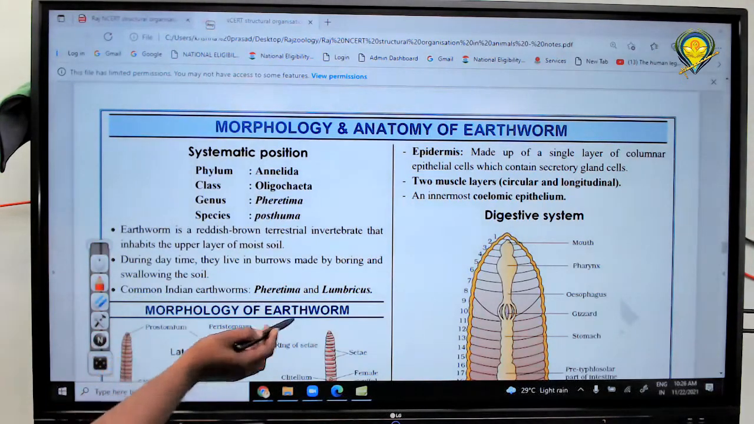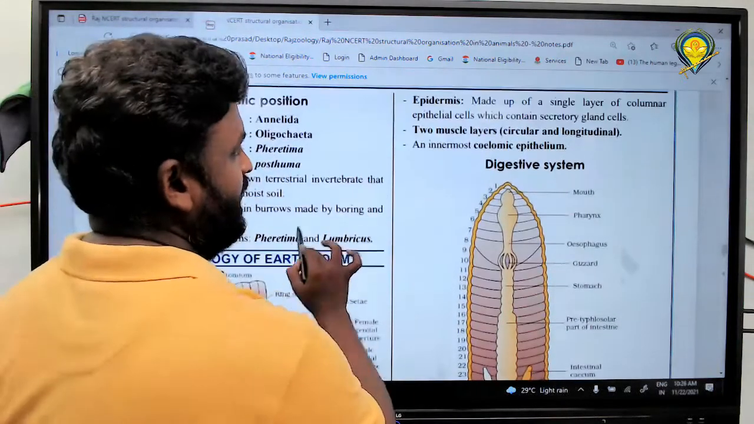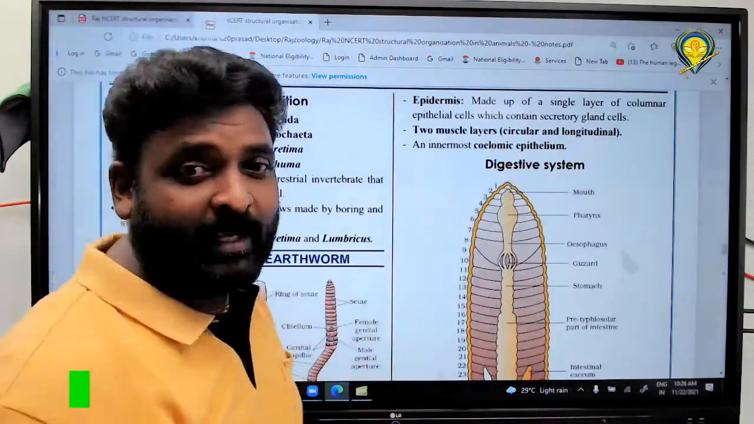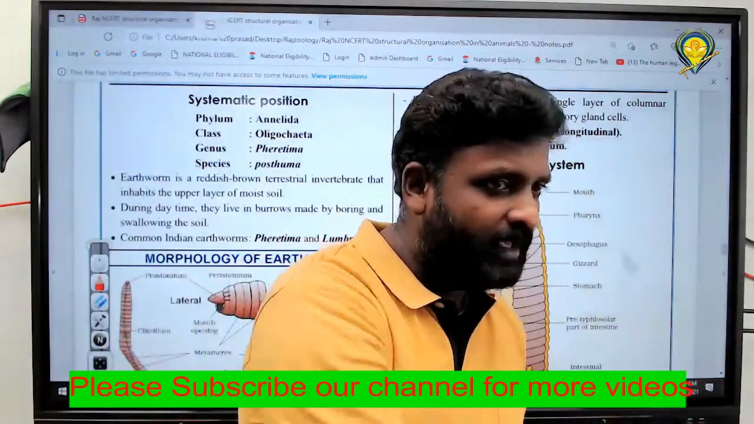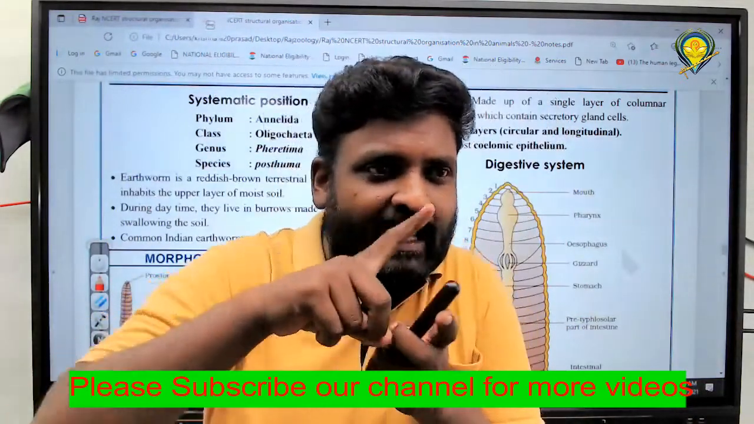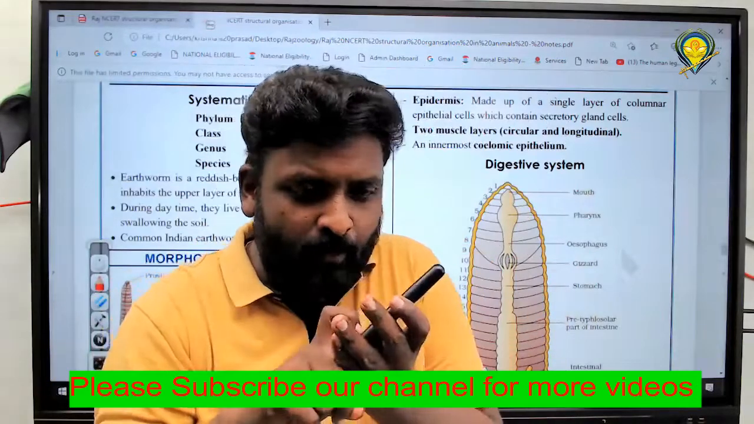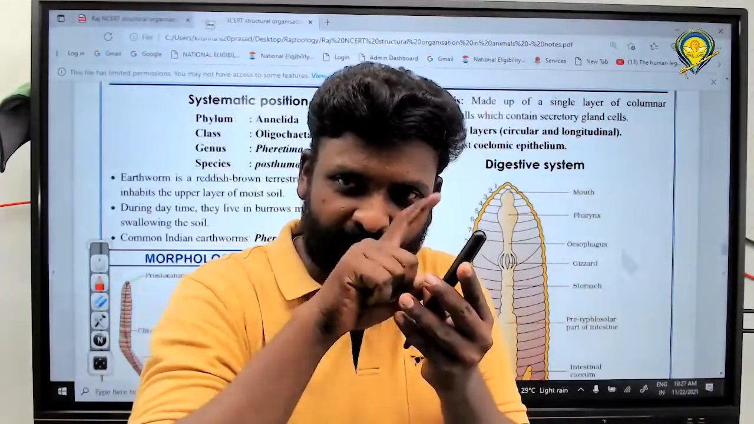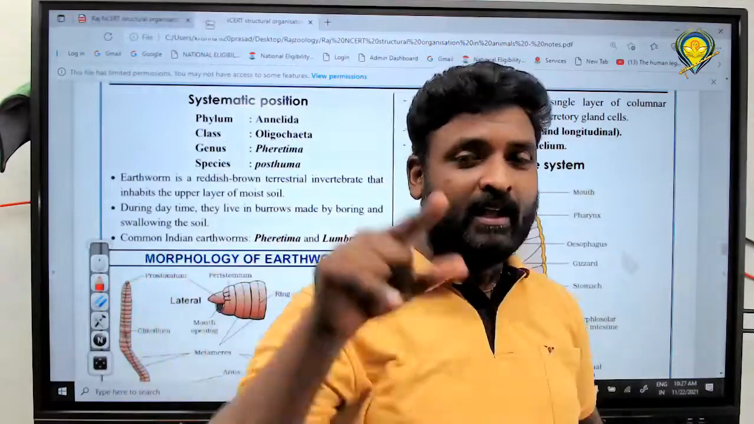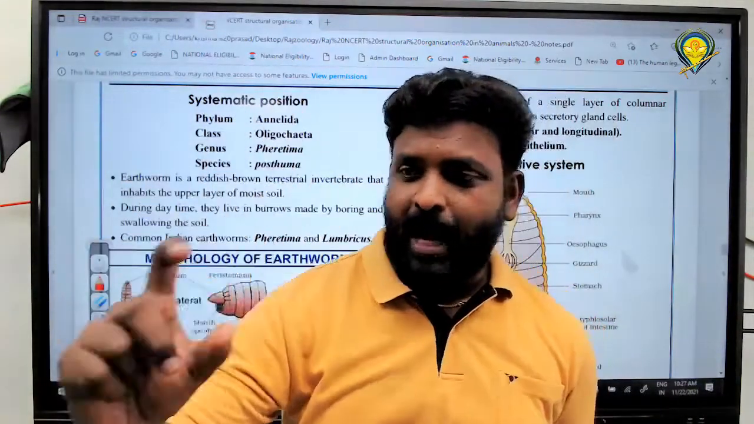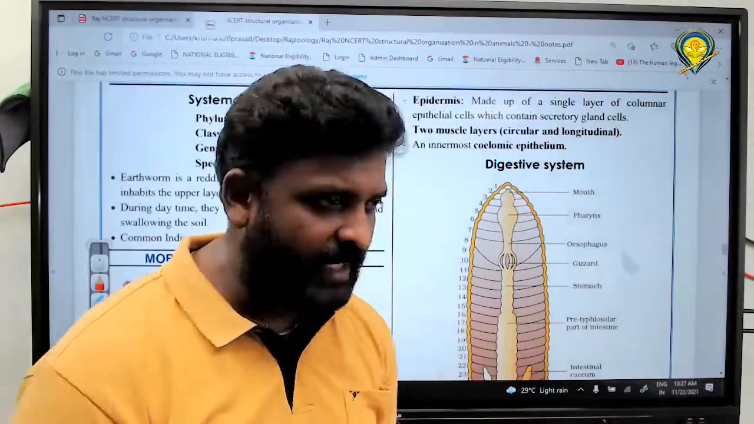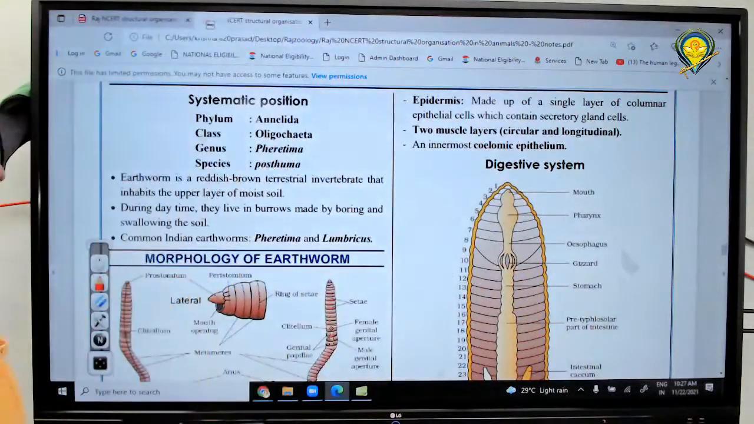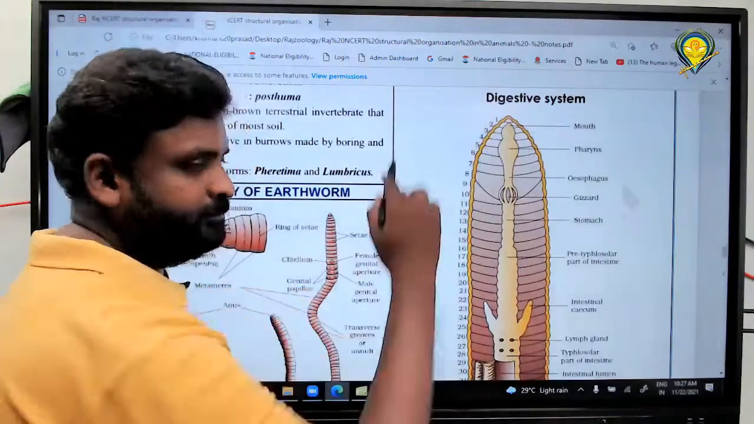Right. Next one, the innermost, coelomic epithelium, which helps in what? It secretes coelomic fluid, which helps in the hydrostatic skeleton. You have seen the earthworm like this. The kind of locomotion facilitated by the hydroskeleton. What is it? Hydrostatic skeleton. Got it? Right. Next one, what is the system name?